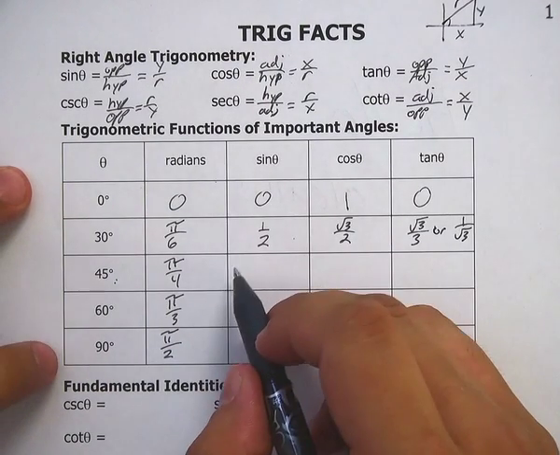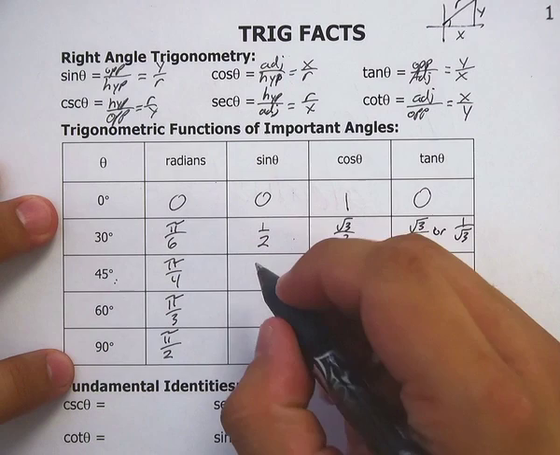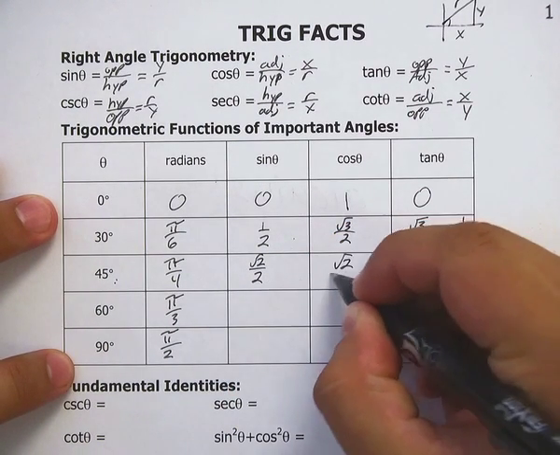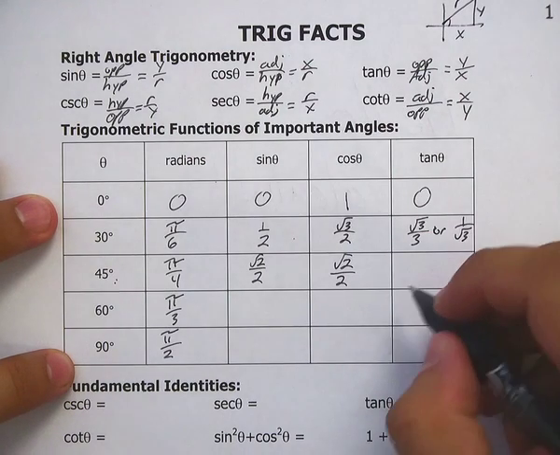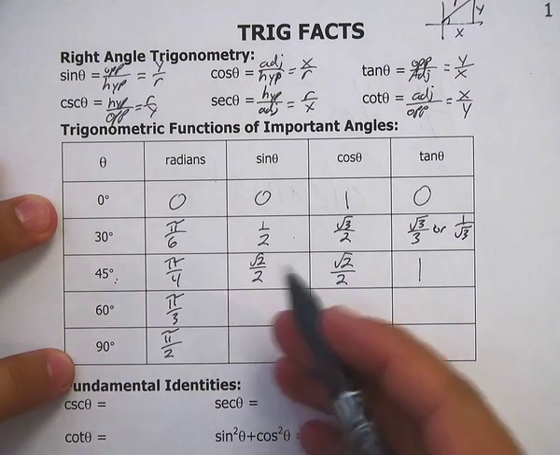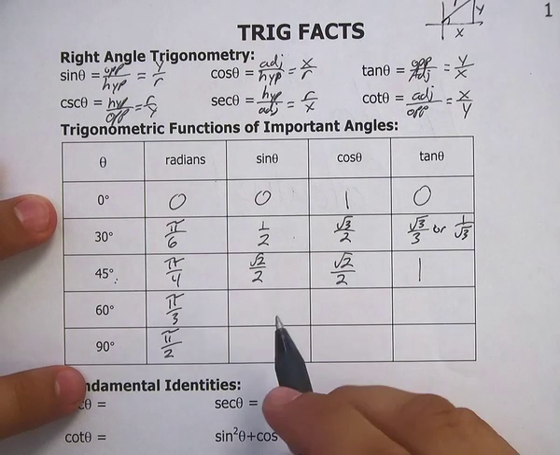All right, so here, sine of 45 degrees, square root of 2 over 2. Cosine, same thing, square root of 2 over 2. Tangent is going to be 1. If you put that y over that x, you get 1. It's something over itself. You guys know that.